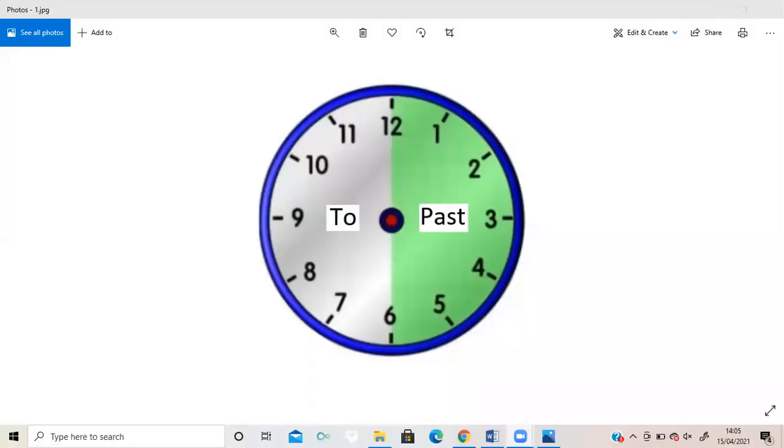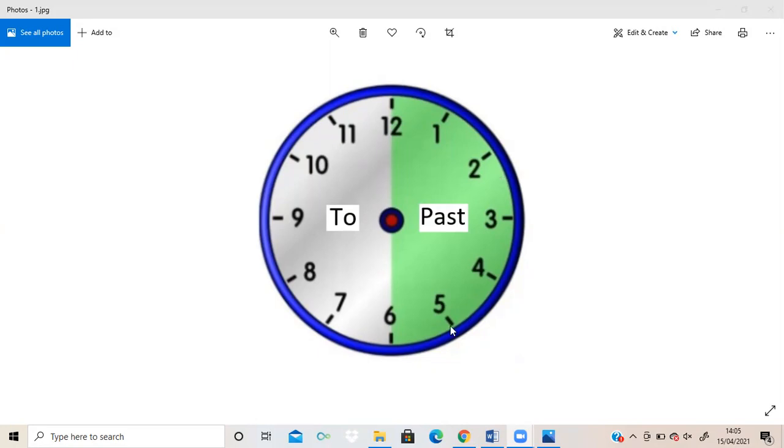Today we are going to discuss clock time, and today's topic is quarter to time. So let's start our topic. Look at the screen.